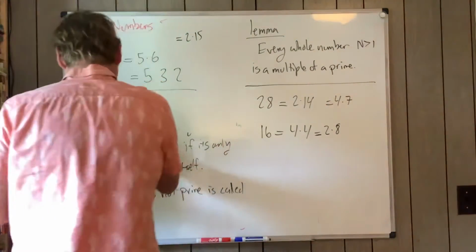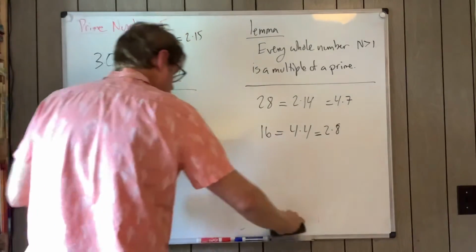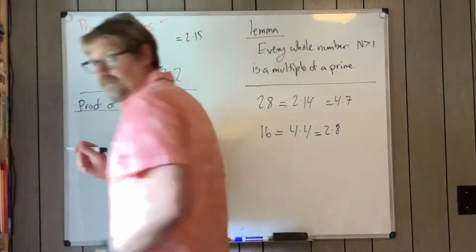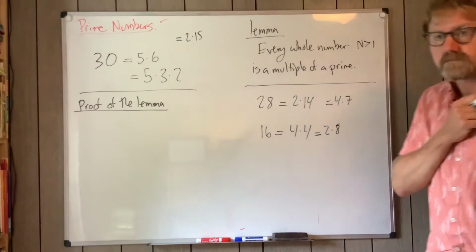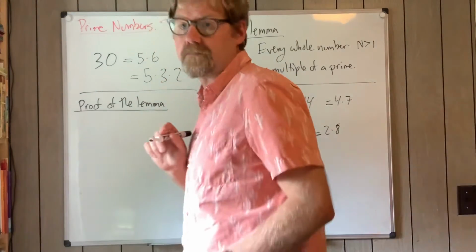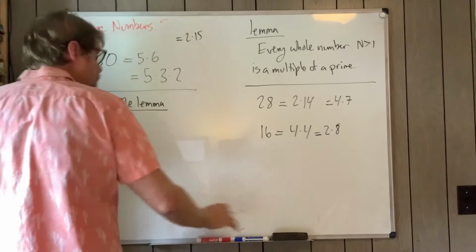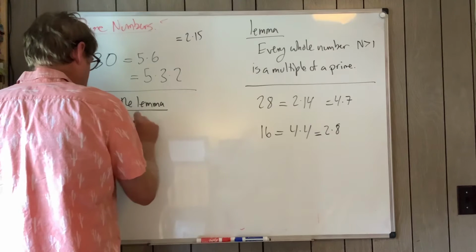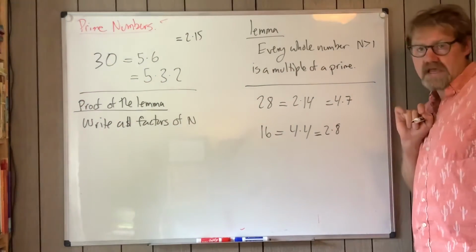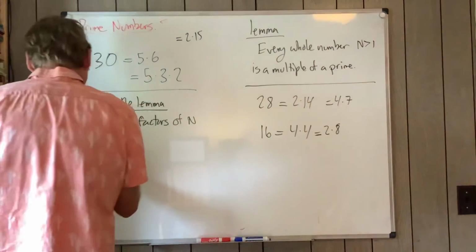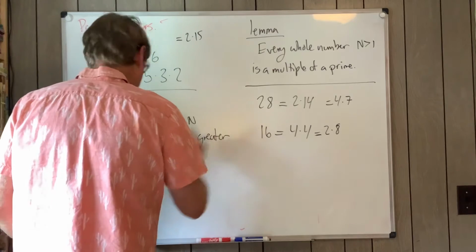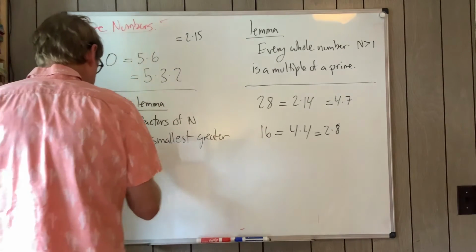All right. I'm going to prove this because this is pretty important. Proof of the lemma. All right. So write down all factors of n and call the smallest one greater than 1 p.